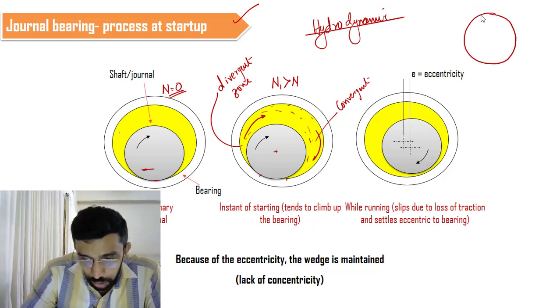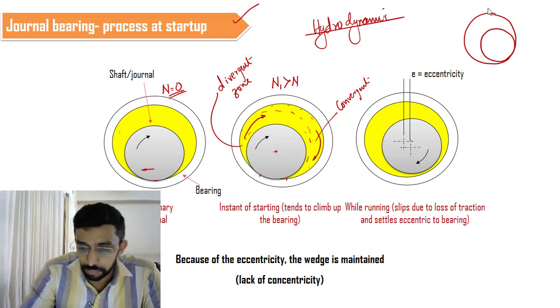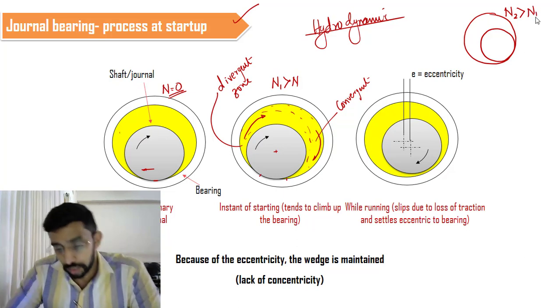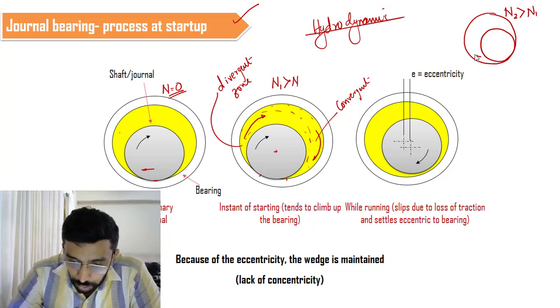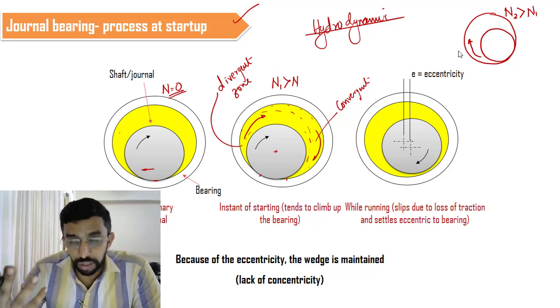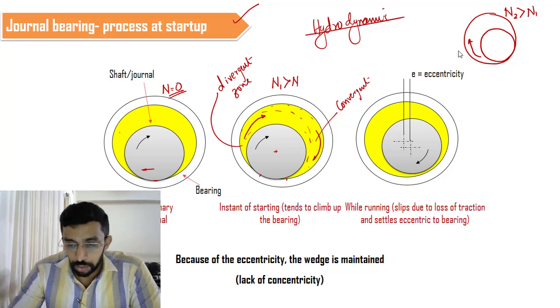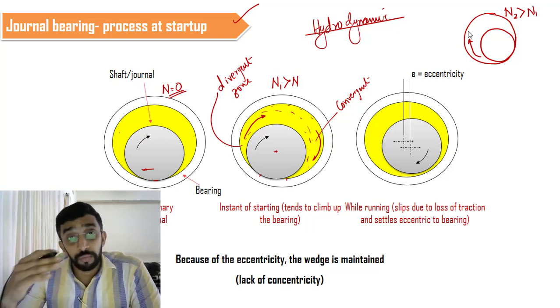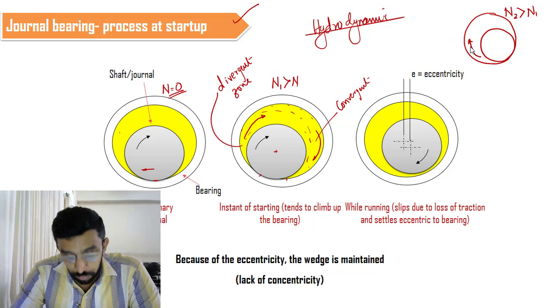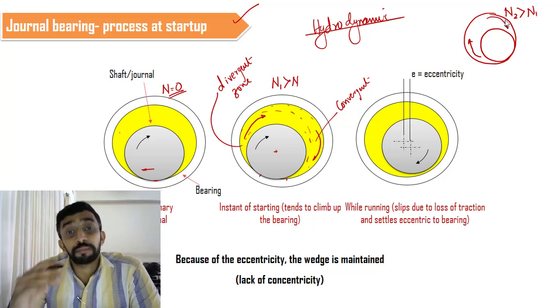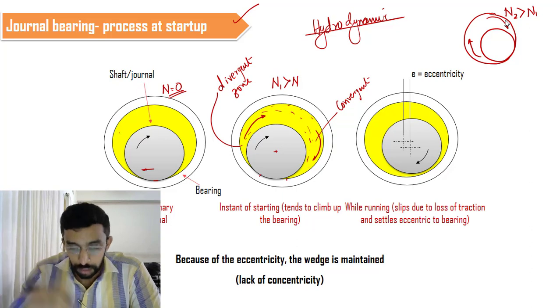Now, if you consider one more sketch, if n2 increases, if it is rotating at a speed of n2, it will shift to some other location. Say that this is n2 greater than n1. Again the speed has increased. What happens as the speed increases? The force with which the journal transmits to the fluid also increases. As a result, the fluid will be flowing from the divergent zone to the convergent zone with more force.